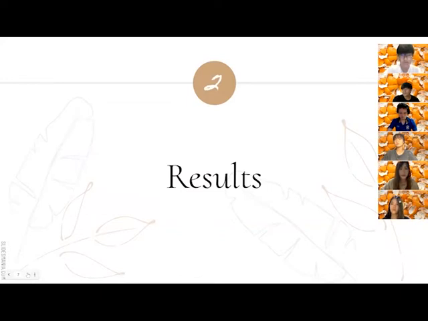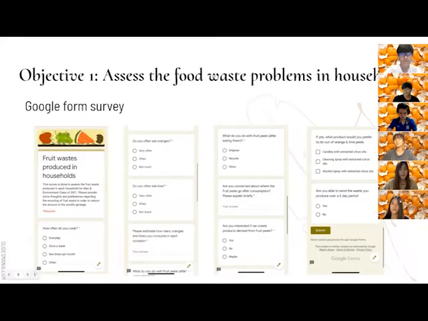So this is the result. And the first objective is to assess the food waste problems in each household. And this is the Google Forms survey, and these are some of the questions.